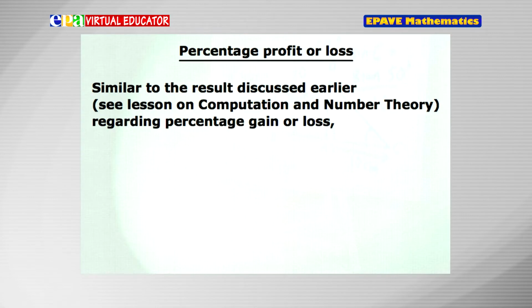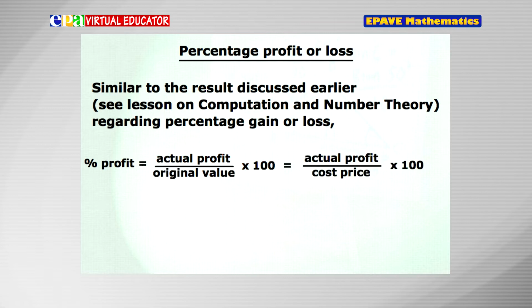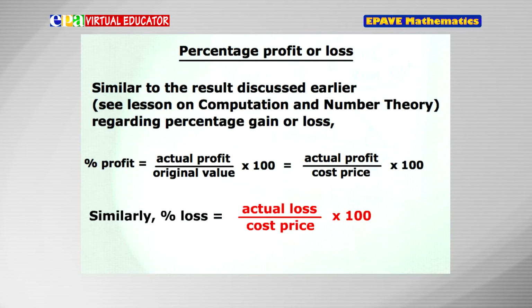As shown in our lesson on computation and number theory on percentage gain or loss, a percentage profit is equal to the actual profit amount divided by the original value amount and multiplied by 100. Therefore, the actual profit is divided by the cost price and multiplied by 100. Now, percentage loss is equal to the actual loss number divided by the cost price and multiplied by 100.